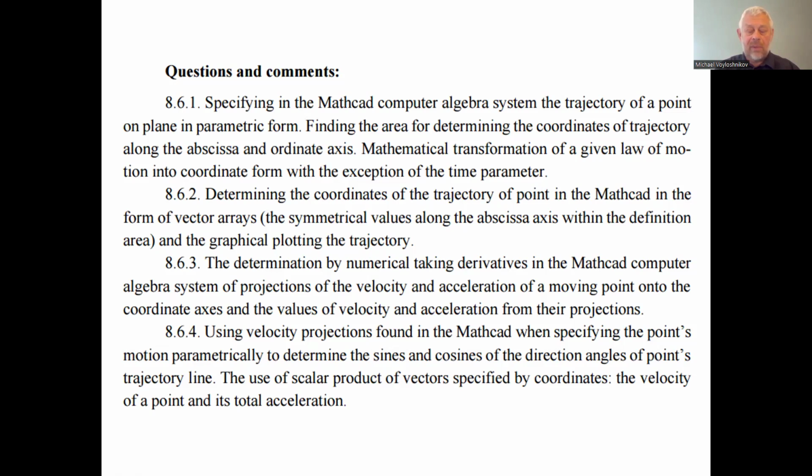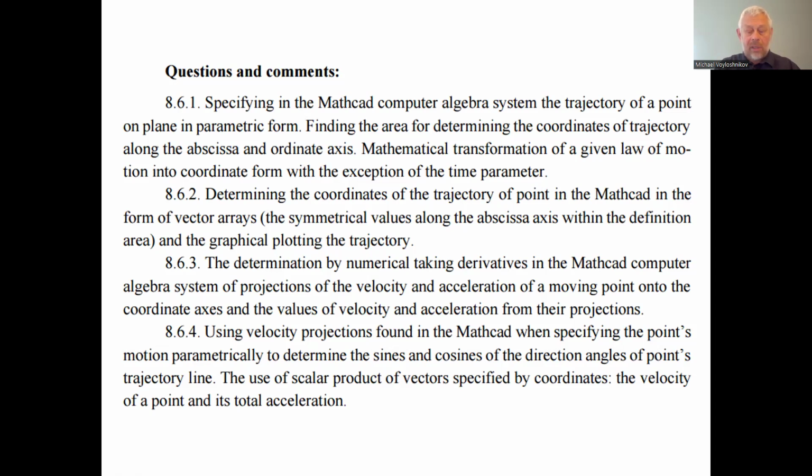If we have, besides the specification of the range of variation of the abscissa, the formula for finding the ordinata, the ordinata will be a vector array, a column, a matrix column.